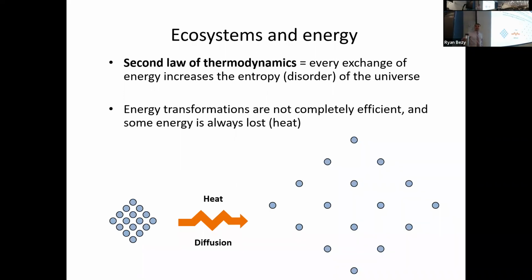And just another example of the second law of thermodynamics, and something that might come up a few times, is something like diffusion. What's diffusion? Diffusion happens because of the second law of thermodynamics. But what is diffusion?